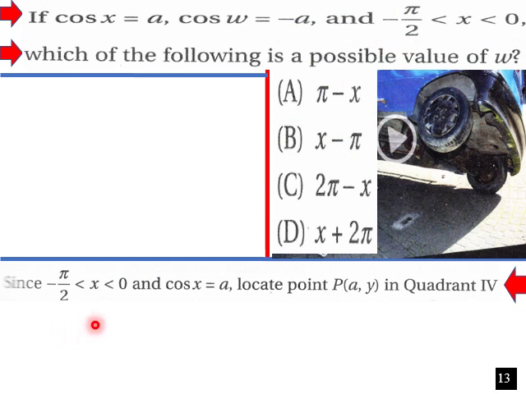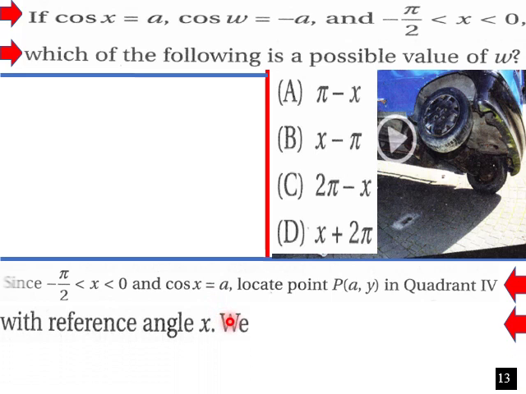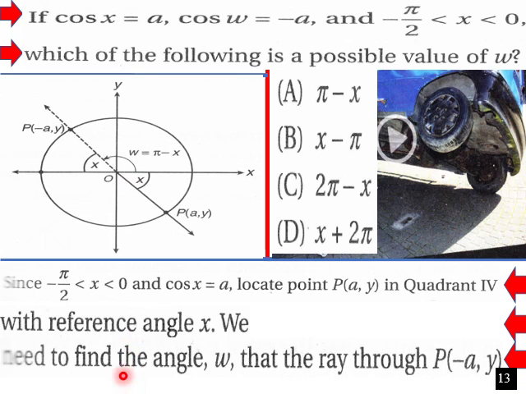Since negative pi over 2 is less than x, and x is less than 0, cosine x equals a. Locate the point A, Y in quadrant 4. I mean, we know it's going to be quadrant 4 because the negative pi over 2 will be going in this direction here. With reference angle x, we need to find the angle W. So this is our point here, A and Y is here.